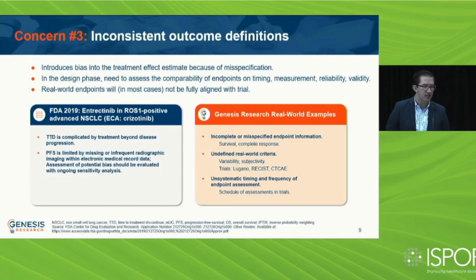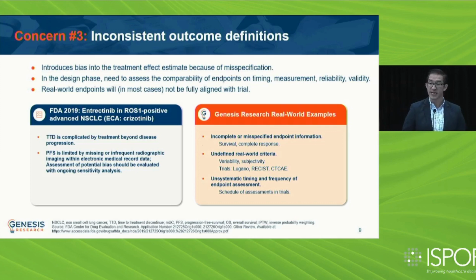The last concern I'll talk about is the inconsistency in outcome definitions between trial and real-world data sets. The FDA particularly highlights this in their draft guidance, stating that there should be a focus on misspecification of the outcome and what that means for the validity of your external control arm.